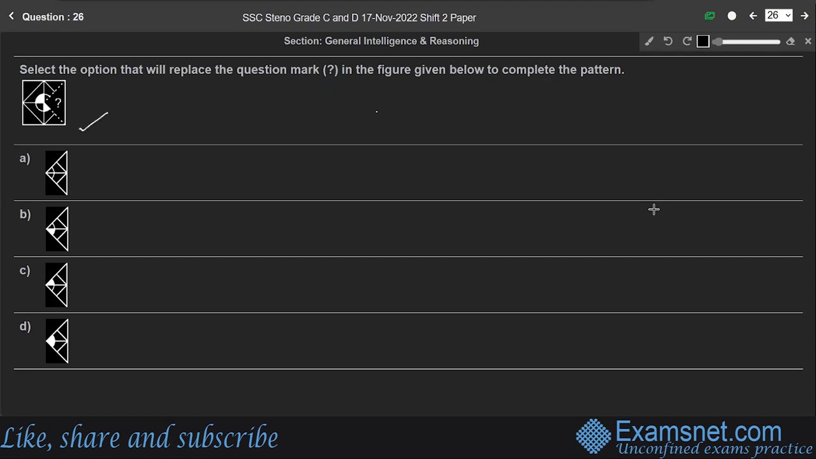Question 26. Select the option that will replace the question mark in the figure given below to complete the pattern. To complete the given pattern, we have to complete the square portion, and also at the center, we have to complete the circular portion like this, and also this half shaded part. So the option which completes the given figure or pattern is option B. At the center we have to join this line. So option B completes the given pattern.